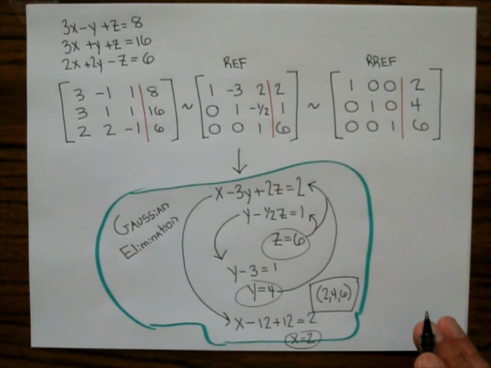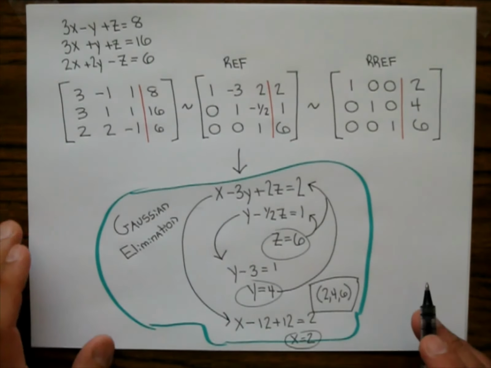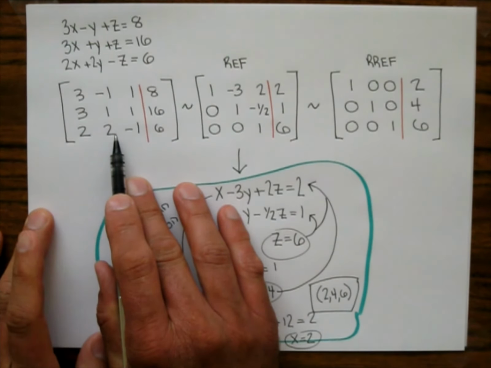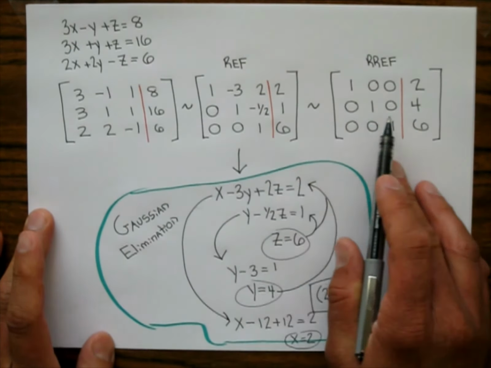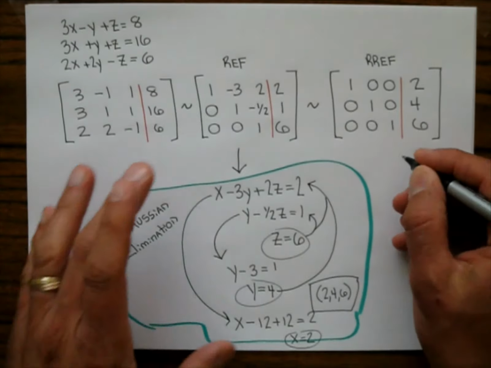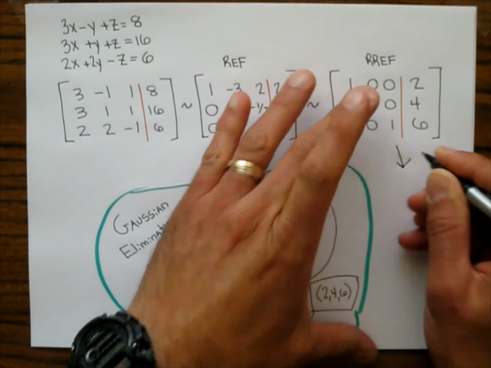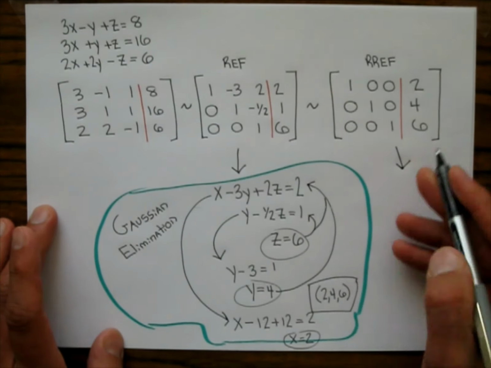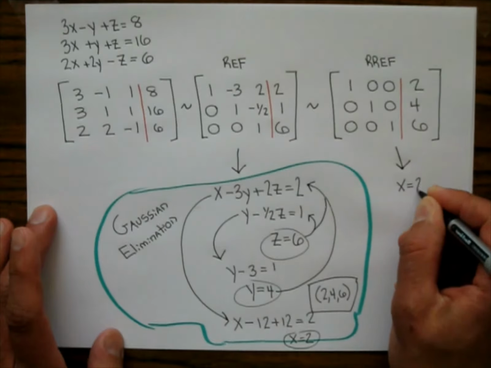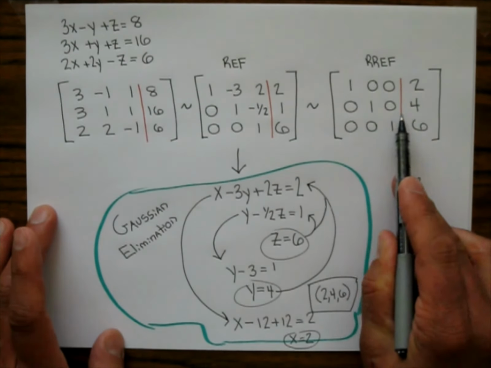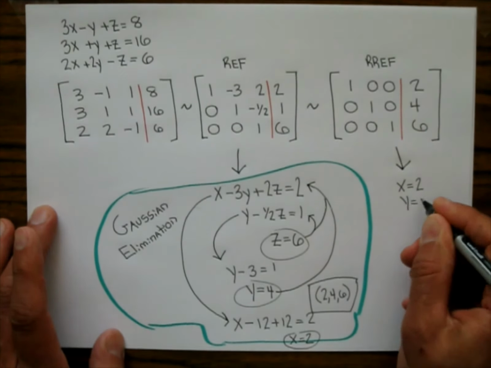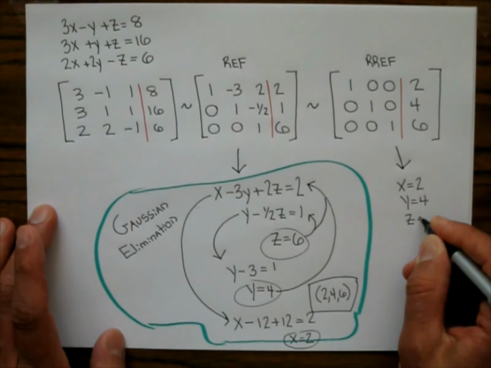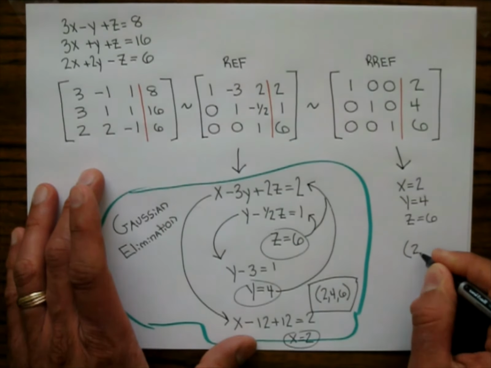Some of you were probably wondering about this: what would happen if you took this system, wrote out the augmented matrix, and did row operations all the way to reduced row echelon form? Then look at the 3 equations when you read them off. x equals 2. Second row, y equals 4. Third row, z equals 6, which gives me 2, 4, 6.